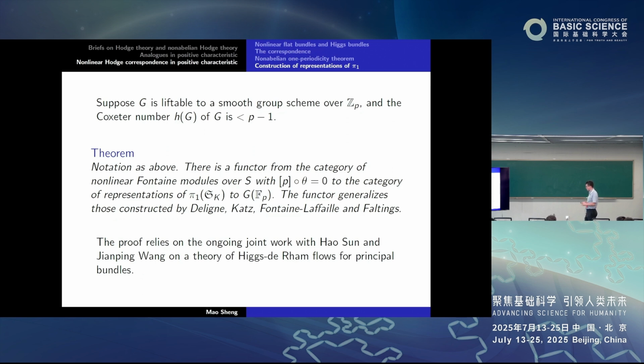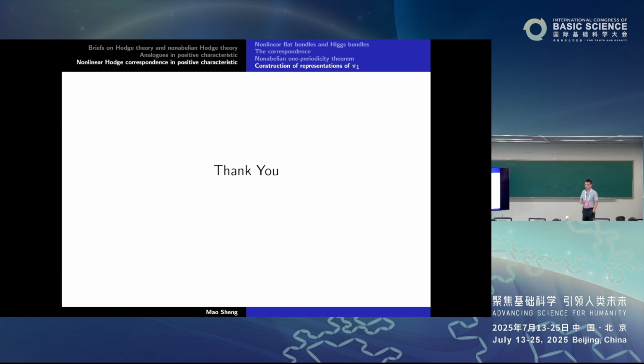And I want to mention that the proof really relies on an ongoing project with Sheng Hao and Wang Jianping on a series of Cartier flows for principal bundles. So, okay, I think I stop here. Okay, thank you.